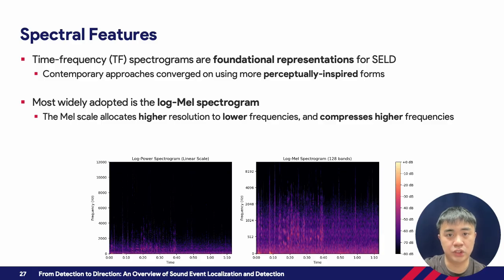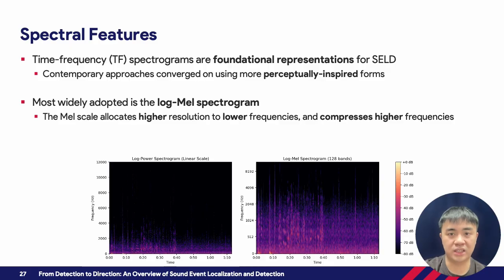So let's start with spectral features. The foundation for almost all audio processing is the time frequency spectrogram, which you can see on the left. However, modern systems typically use a more perceptually inspired version, with the most widely adopted being the log-mel spectrogram, as shown on the right. So by using the mel scale, we mimic the human auditory system. In other words, we allocate greater resolution to lower frequencies and compress the higher frequency bands.